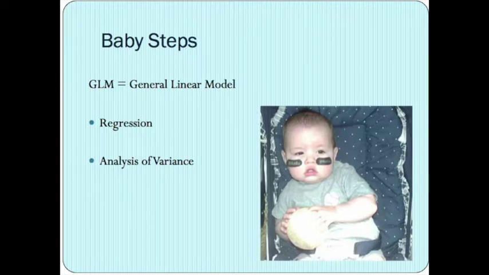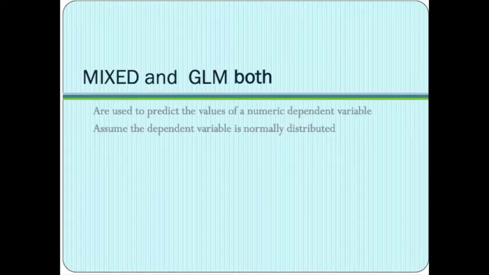If you just see PROC GLM and you don't know what it is, PROC GLM is the general linear model, both general and linear, also a model. It assumes a few things, one of which is that your dependent variable is continuous, and we will talk about those assumptions shortly. Mixed and GLM both are used to predict the values of a numeric dependent variable. Both of them assume that the dependent variable is normally distributed.